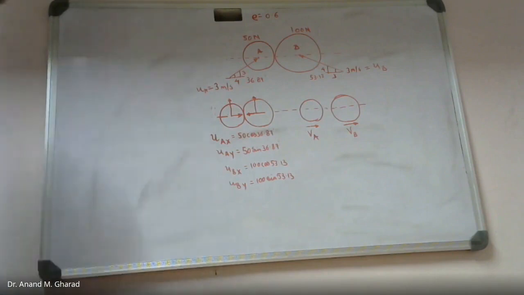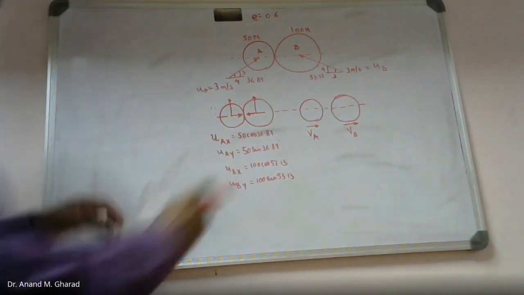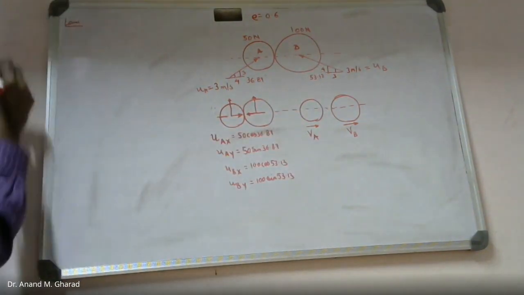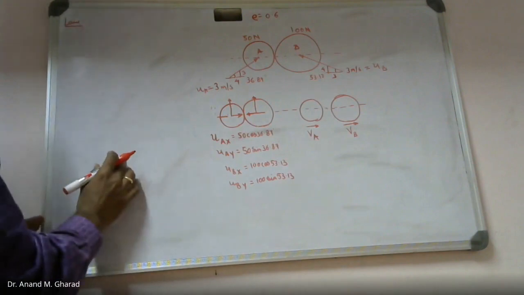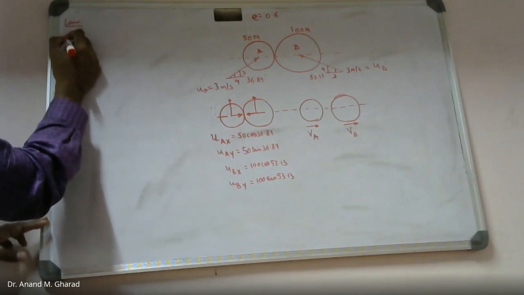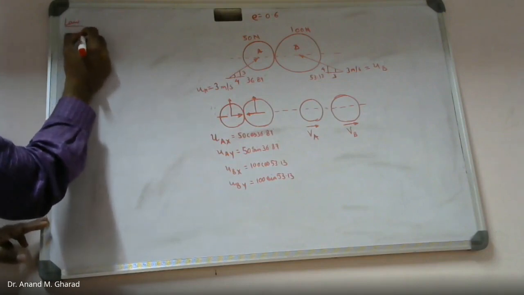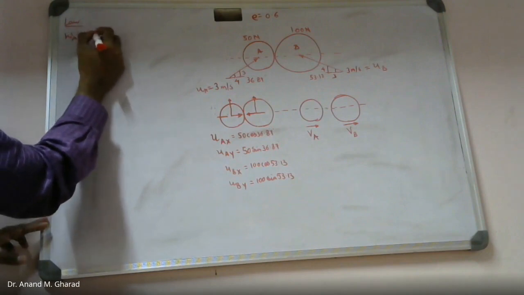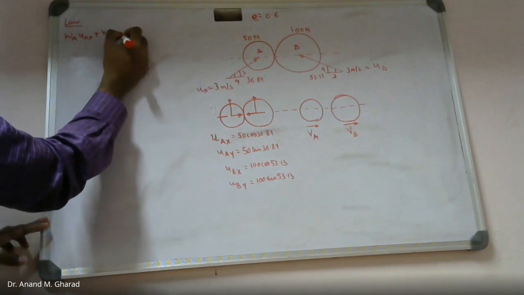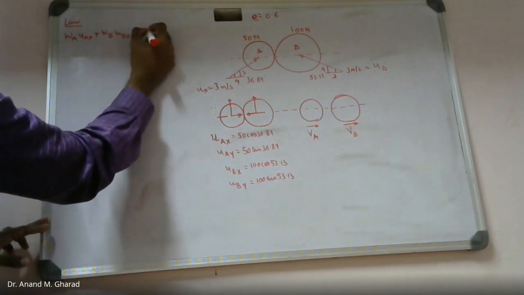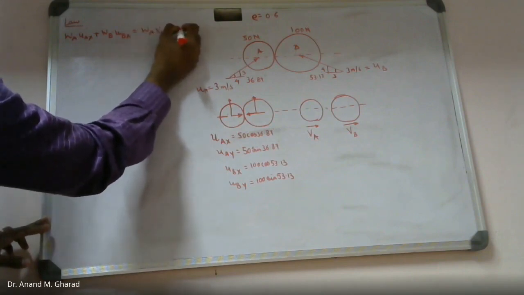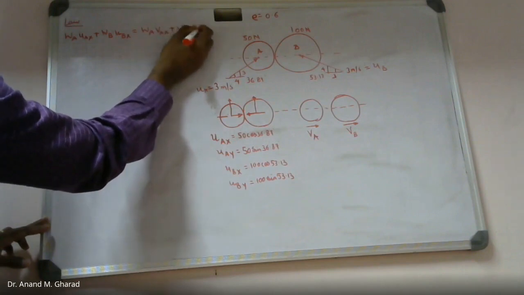See, naturally, during impact, we will have to make use of the law of conservation of momentum equation. So as per the law, what it says is initial momentum is equal to final momentum. So it can be expressed in these terms: WA UAX plus WB UBX is equal to WA VAX plus WB VBX.